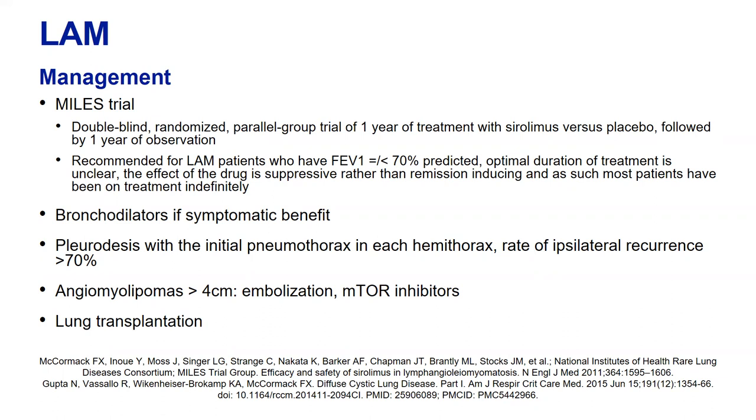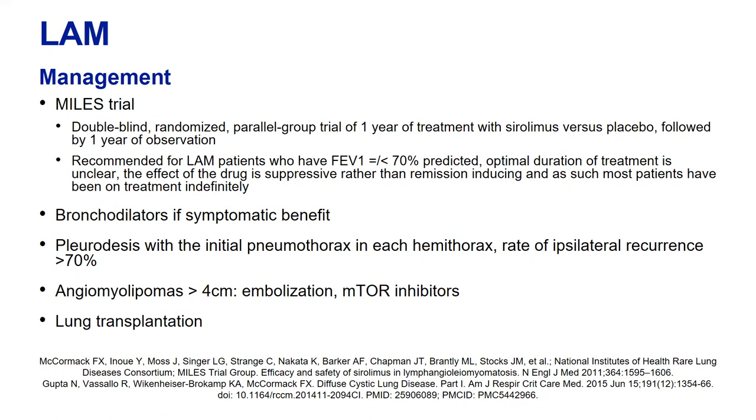Now, what they found was in the following year where they observed them, those that had the placebo actually lost approximately 10% of their lung function over the course of that year, versus the patients who got sirolimus, they actually had stable lung function, they had improved quality of life scores, improved functional performance, and they also had lower levels of VEGF-D. And so there is this population of patients with LAM who have an FEV1 less than 70% that it's recommended for use. However, there's no data to tell you how long this medication should be used for. Because really what you find is that there's a suppressive effect, but it doesn't actually induce remission in these patients. So continuing the medication is solely up to the provider that's prescribed it, essentially.